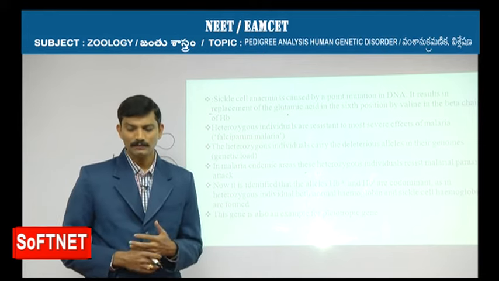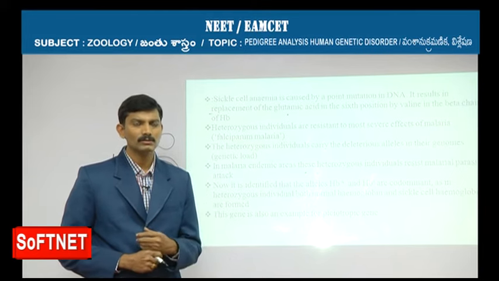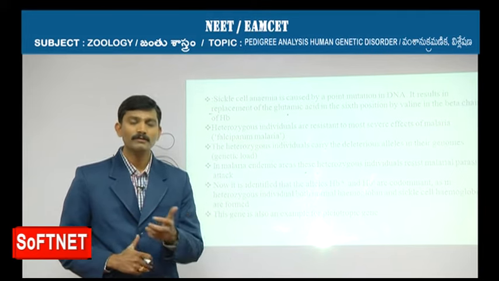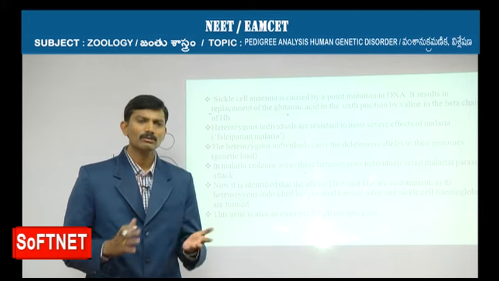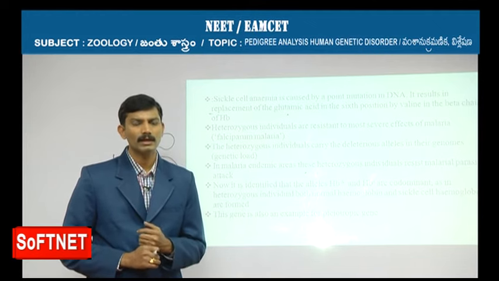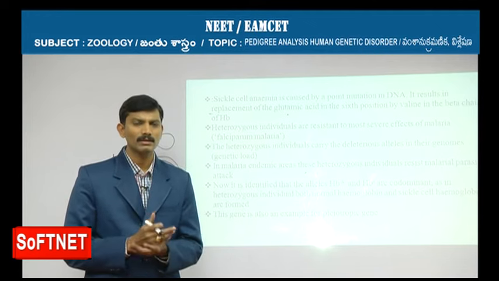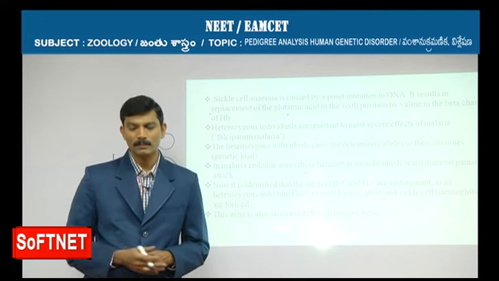Now it is identified that both the dominant allele as well as the recessive allele are usually helpful for the survival of that individual, as it is advantageous. So we can regard both as useful to the individuals in those malaria endemic regions. Both the recessive allele and the dominant allele, we can call it codominance.